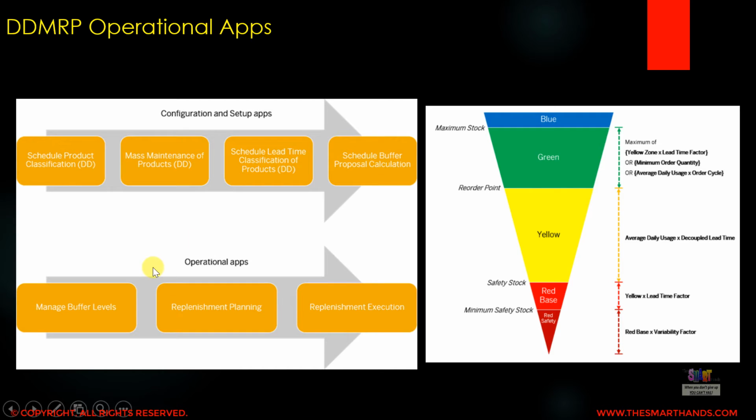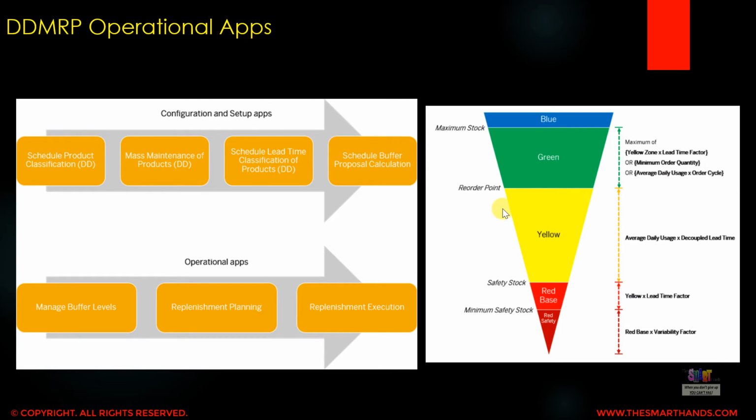And once it's set up, there are some operational apps to monitor them. For example, manage buffer levels, replenishment planning, and replenishment execution. As I said before, we'll discuss in the next videos how we can use these apps step by step later on. Now here I want to show you, if you look at the picture on the right hand side, the different buffer levels that are maintained by the DDMRP function. So here the system will be automatically maintaining different buffer levels.